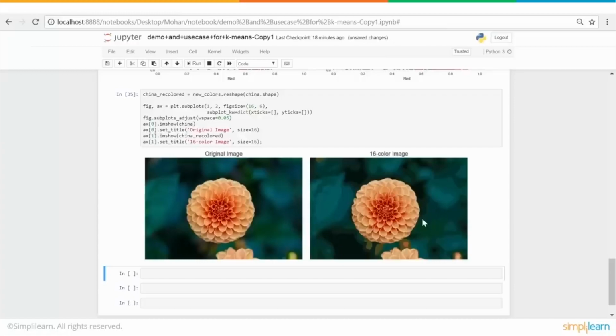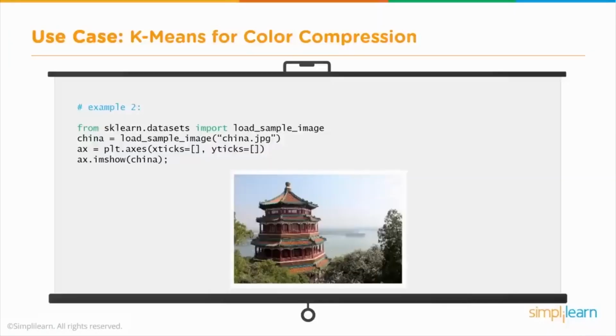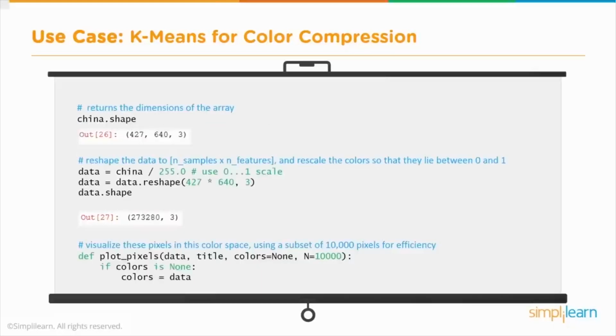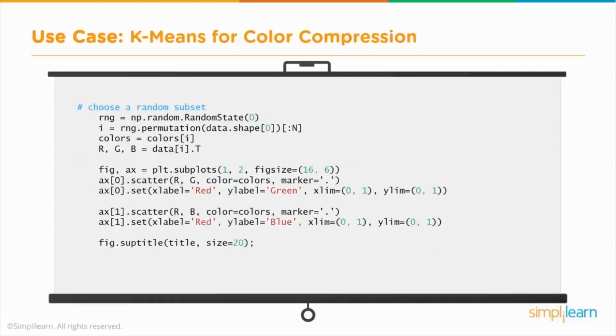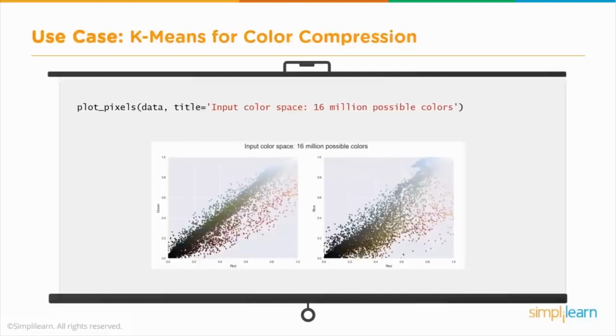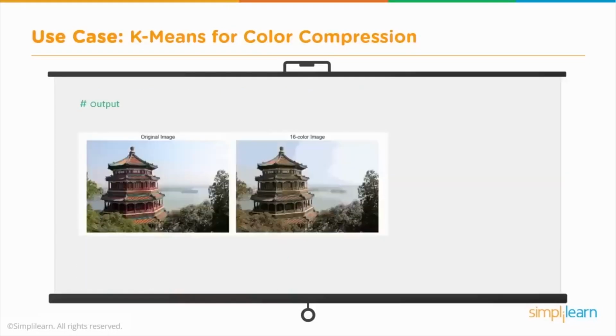Now let's take one more example with a different image. In the second example, we will take an image of the Summer Palace in China, and we repeat the same process. This is a high definition color image with millions of colors and also three-dimensional. Now we will reduce that to 16 colors using k-means clustering, and we do the same process like before. We reshape it and then we cluster the colors to 16, and then we render the image once again, and we will see that the quality of the image slightly deteriorates.